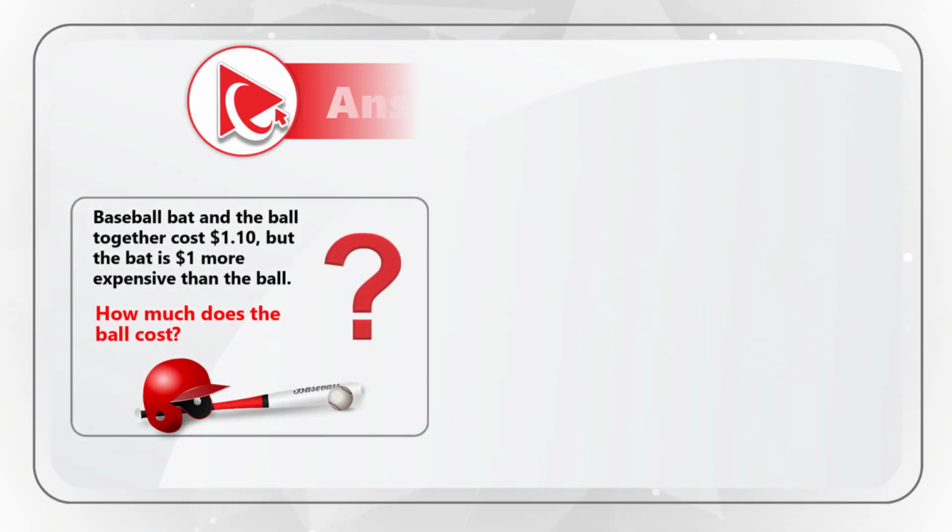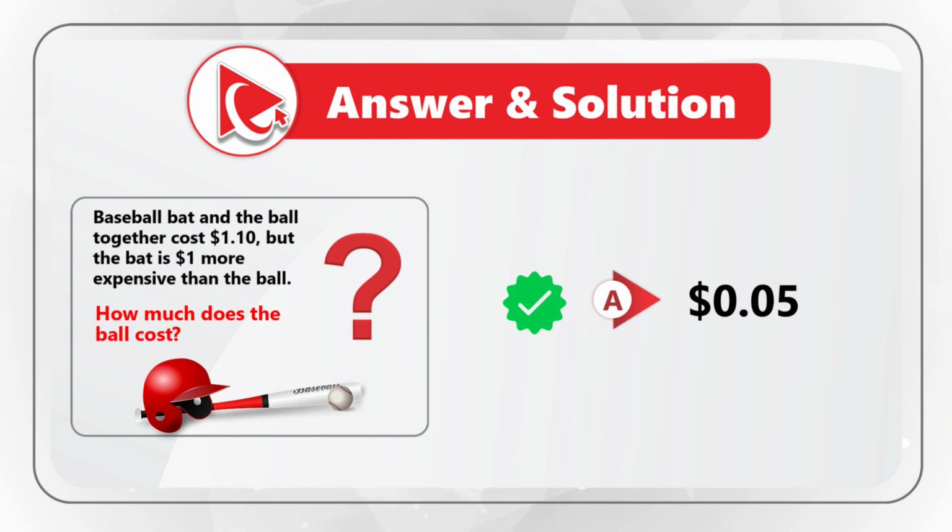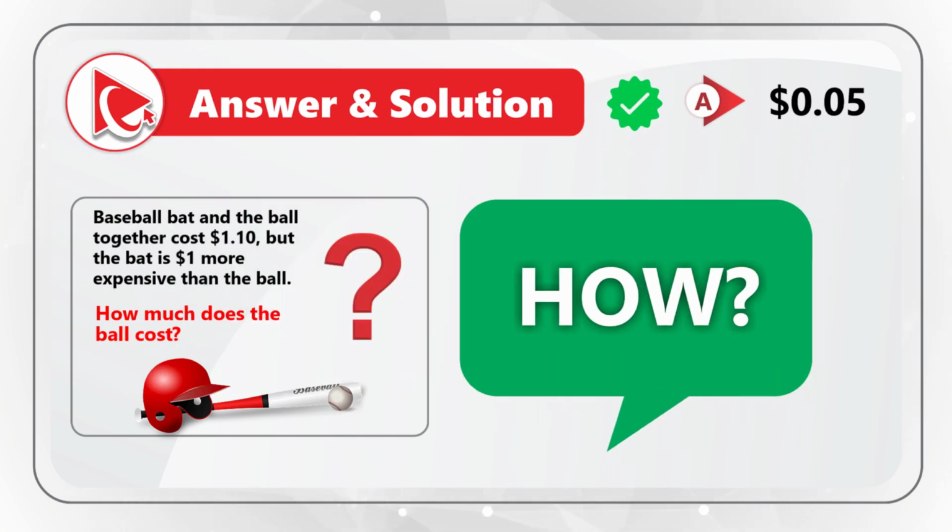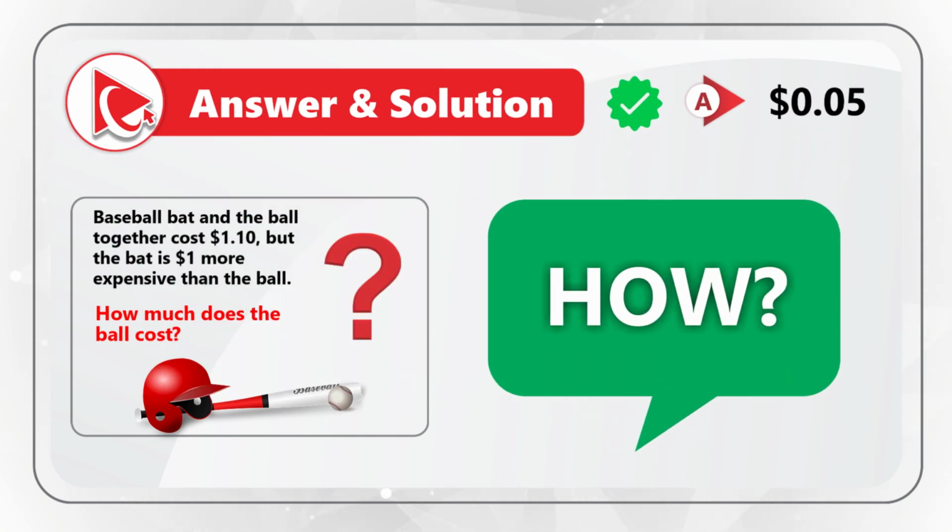The correct choice here is choice A. The cost of the ball is 5 cents. But how do you get to the correct solution mathematically? Let me teach you the magic trick behind this problem.